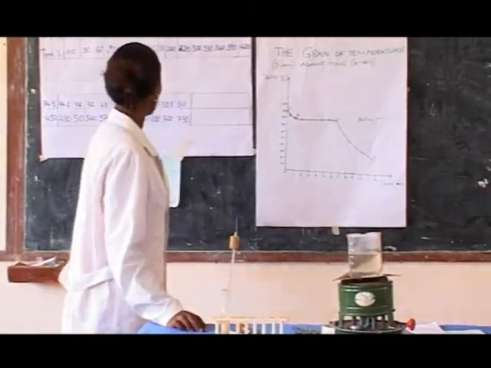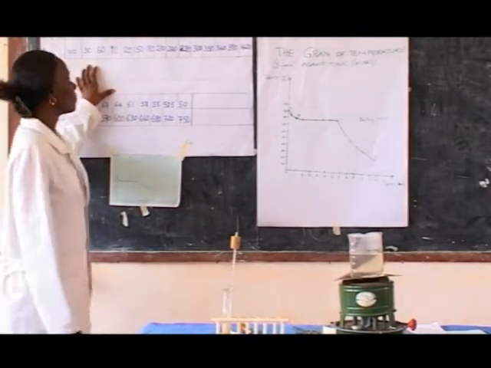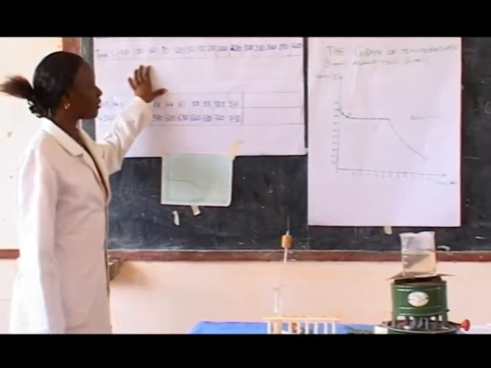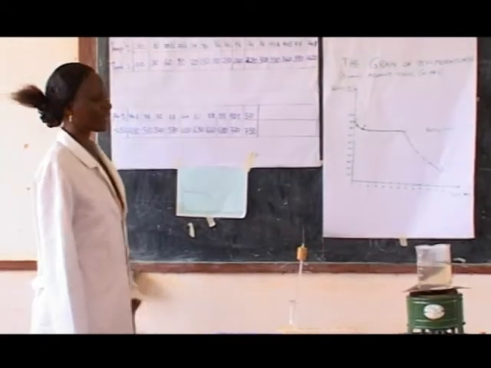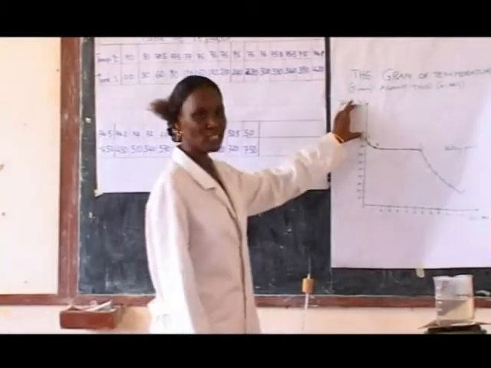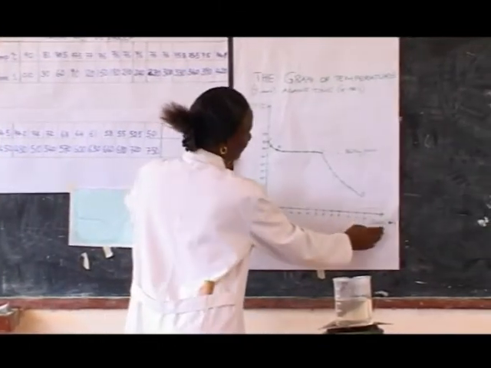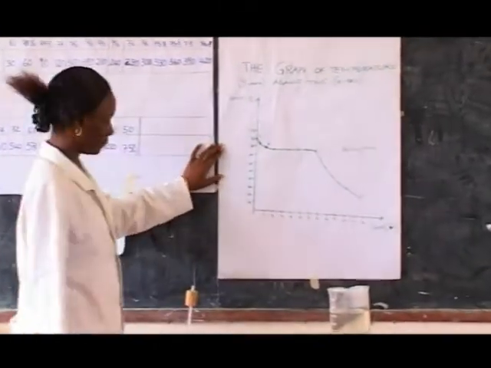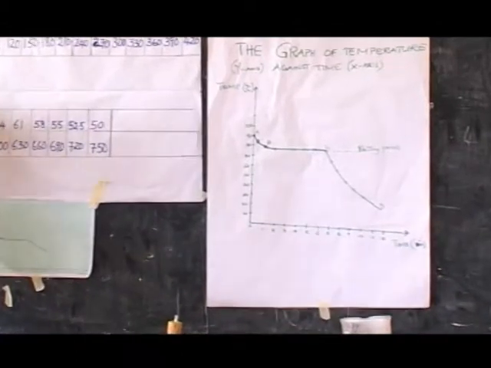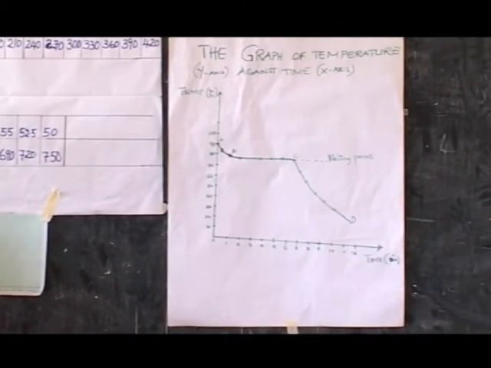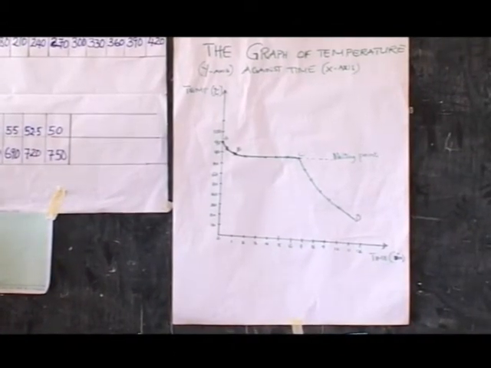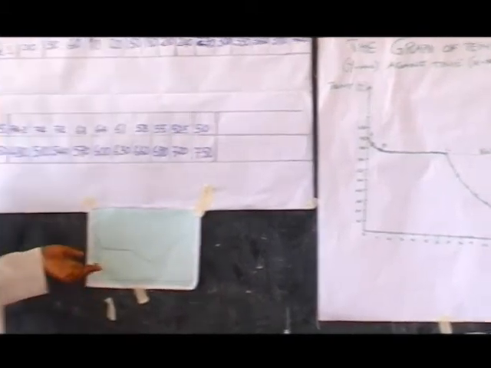From the data obtained, now plot a graph of temperature against time. This is the nature of the graph. Temperature against time. Now from the data obtained, the graph of temperature against time is this one.